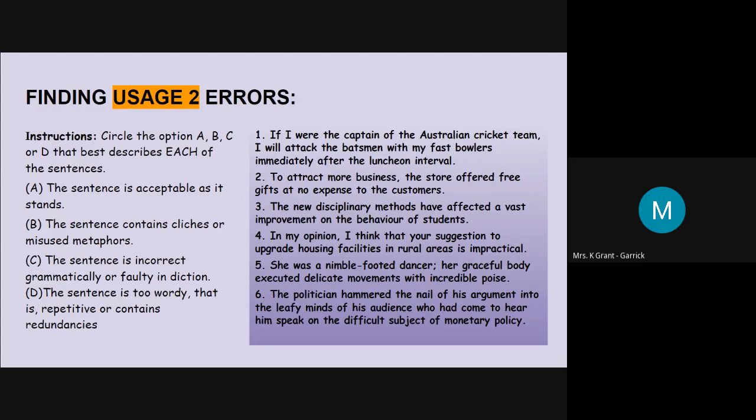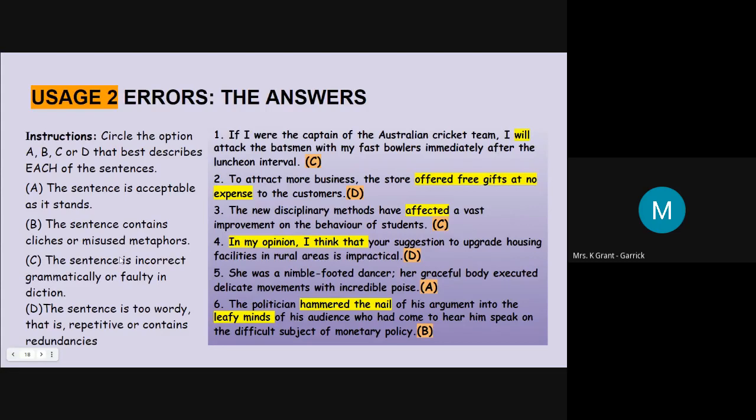So if the sentence is okay, we're asked to put A. If the sentence uses cliches or metaphors, we are asked to insert B. If the sentence is incorrect grammatically, then we're asked to insert C. And if the sentence is too wordy or contains redundancies or repetition, we are asked to use D. I'm not able to go through the items with you because we have just one minute left. I'm just going to jump into the answers.